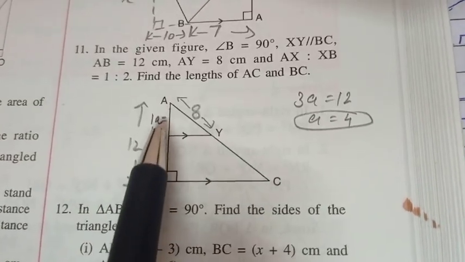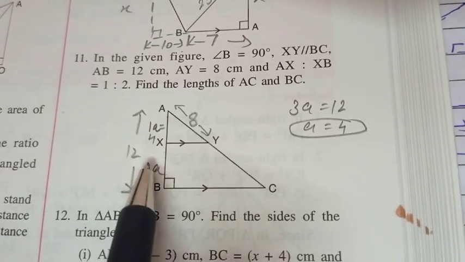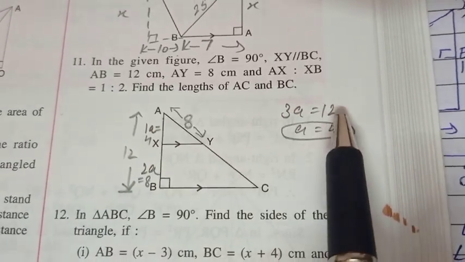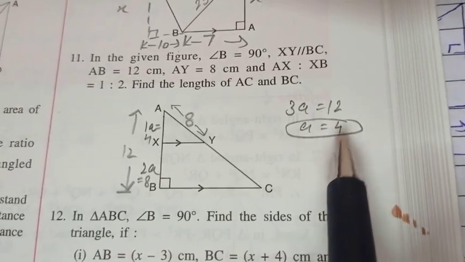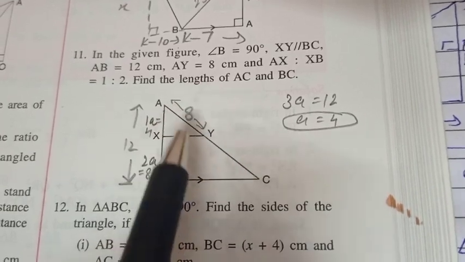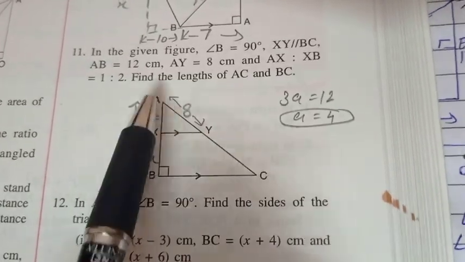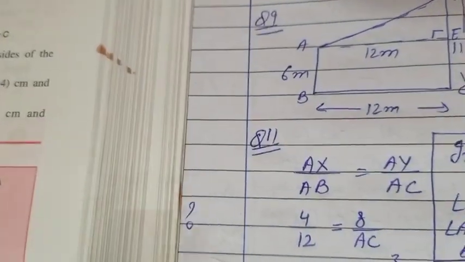See beta. So from here, can I write 1A plus 2A is equal to 12? 1 plus 2 will become 3A is equal to 12. That means what is the value of A? A is equal to 4. Clear? So after that, what is given to you? Find the length of AC. You have to find the length of AC. Very important question. How to solve it?